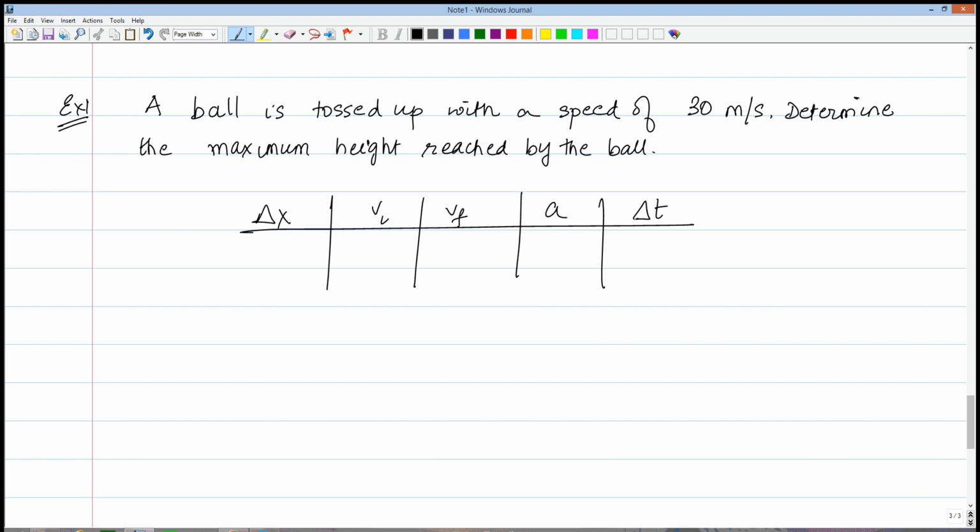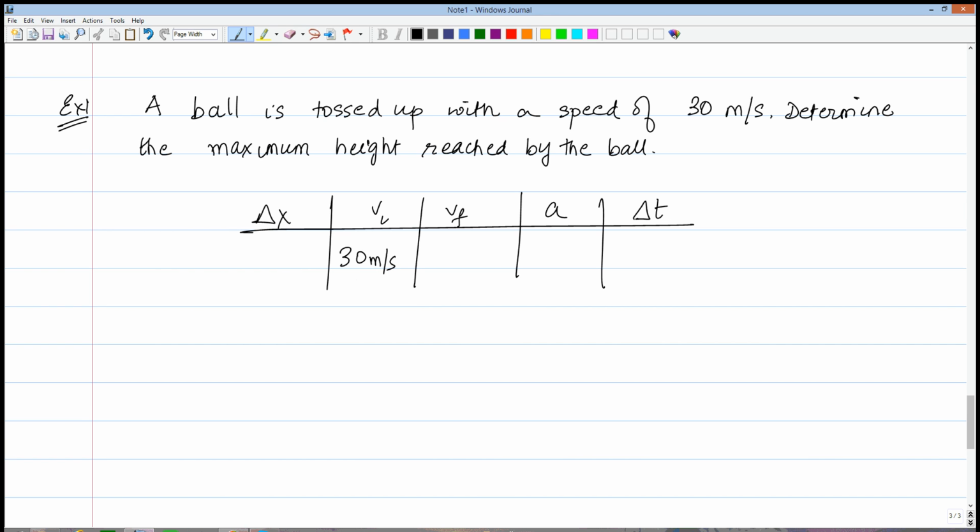Now, what are the things that we need? What are the things that are given? We know that the speed with which it starts is 30 meters per second, because it says that the ball has to go up. Now again, a common mistake people make is that they assume that Vi is 0.